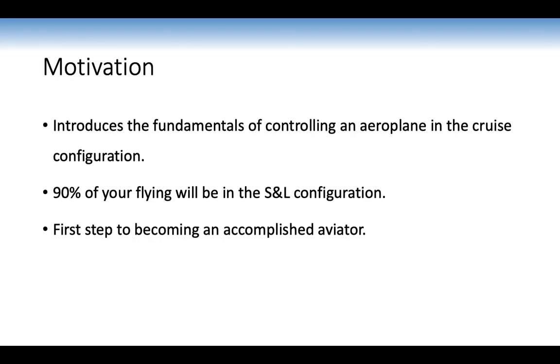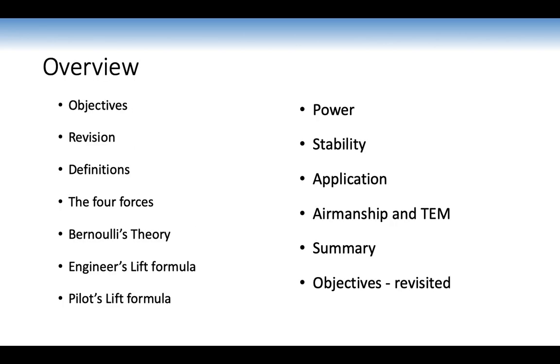Motivation: this introduces the fundamentals of controlling an airplane in the cruise configuration. So we'll have a look at various types of cruise configurations, such as fast cruise, slow cruise, safe slow cruise, and normal cruise as well. 90% of your flying will be in the straight and level configuration, so it's really important that you're proficient in this maneuver. And it's the first step to becoming an accomplished aviator as well. So we'll set the building blocks for other maneuvers such as climbing, descending, and turning.